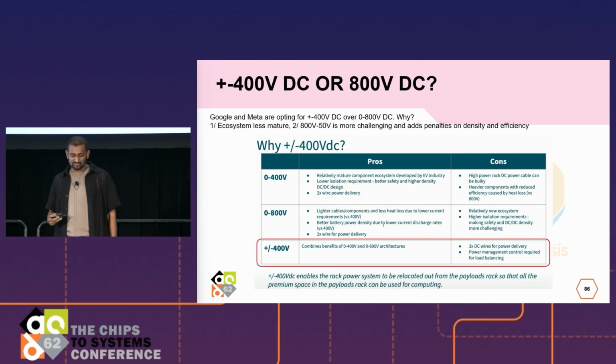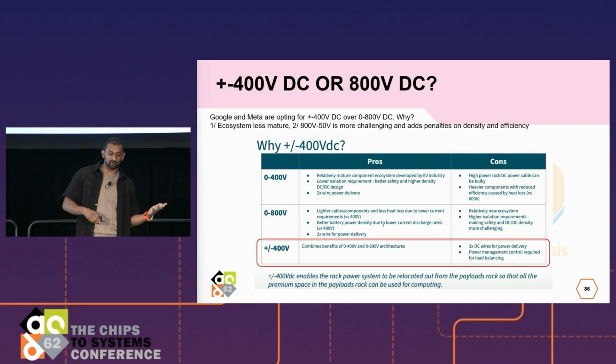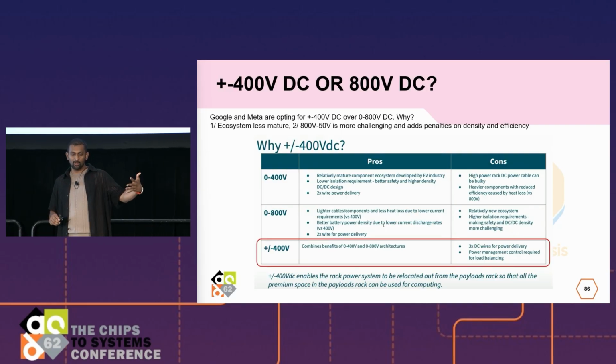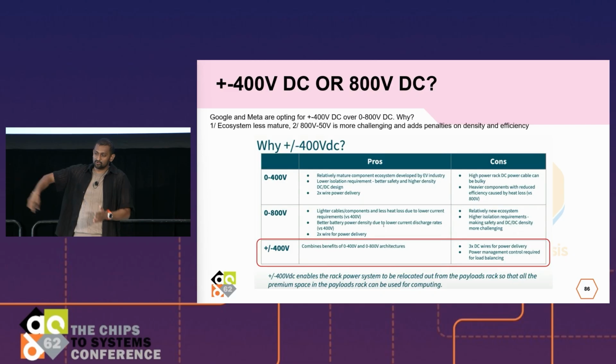The other aspect is there's this debate around plus minus 400 volt, which is what Meta and Google want, versus NVIDIA just wants 0 to 800.